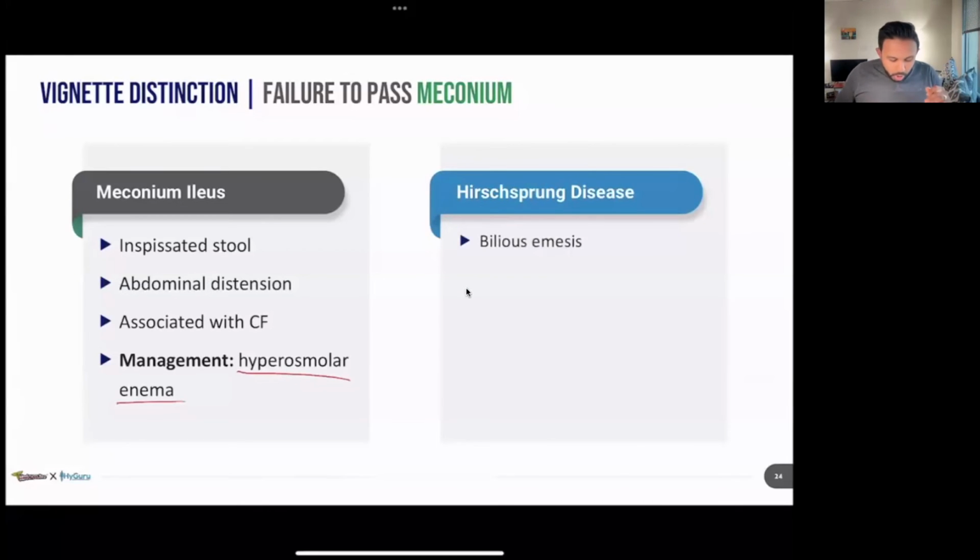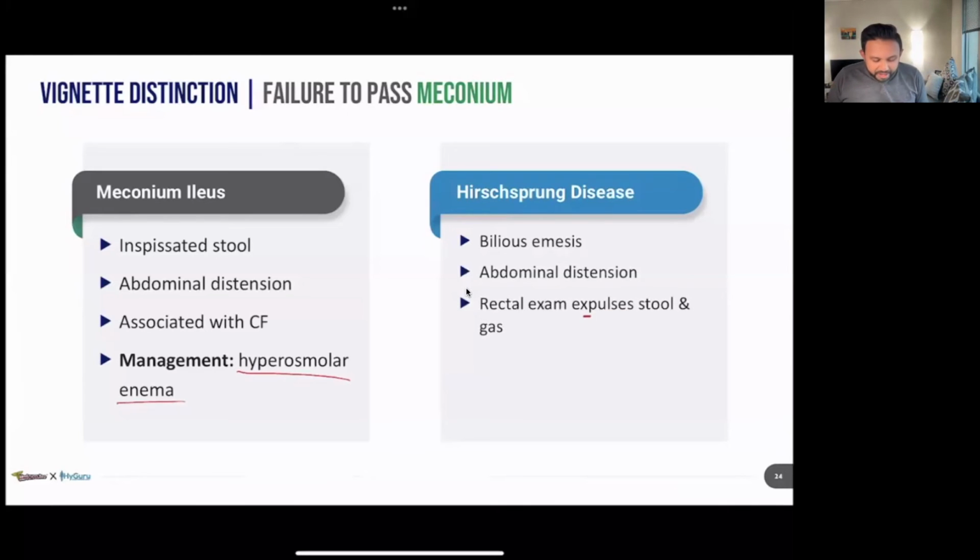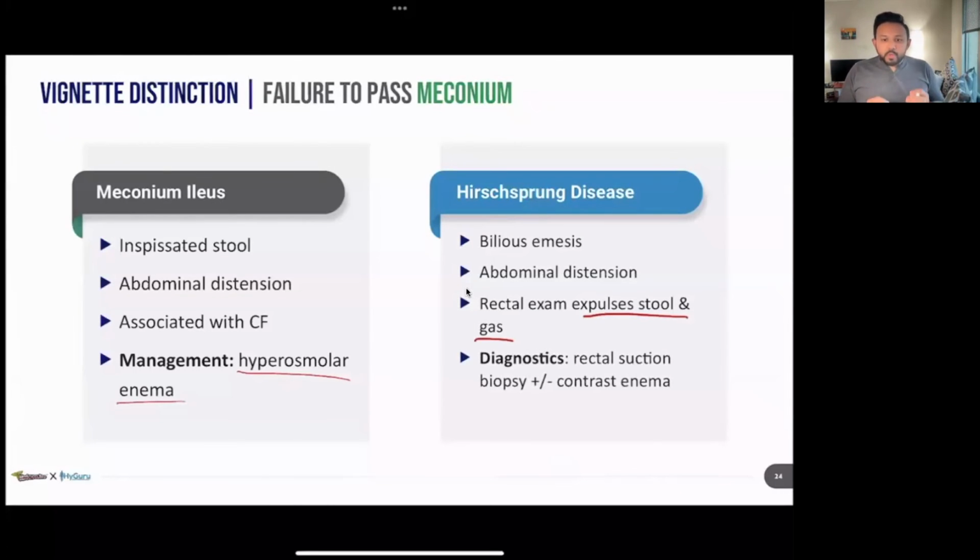Hirschsprung, you're going to get bilious emesis, abdominal distension, and you're going to have that characteristic squirt sign, which we saw in the vignette. We're going to confirm with rectal suction biopsy. You won't see the myenteric plexus, and then the management is going to be surgery. Remember that in meconium ileus, you think of microcolon, whereas in Hirschsprung, megacolon. This one is cystic fibrosis. This one is trisomy 21.